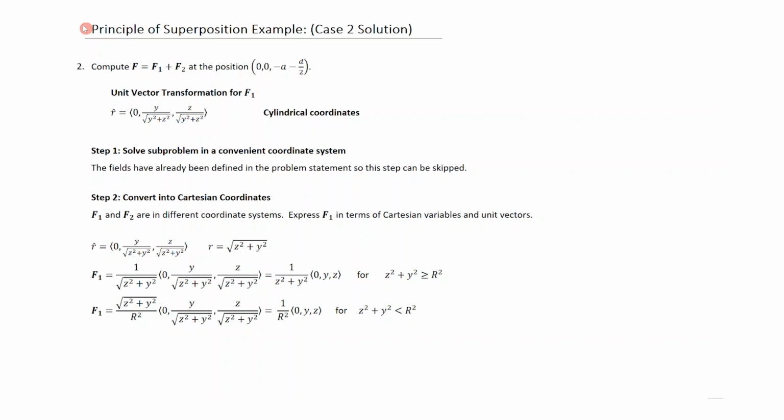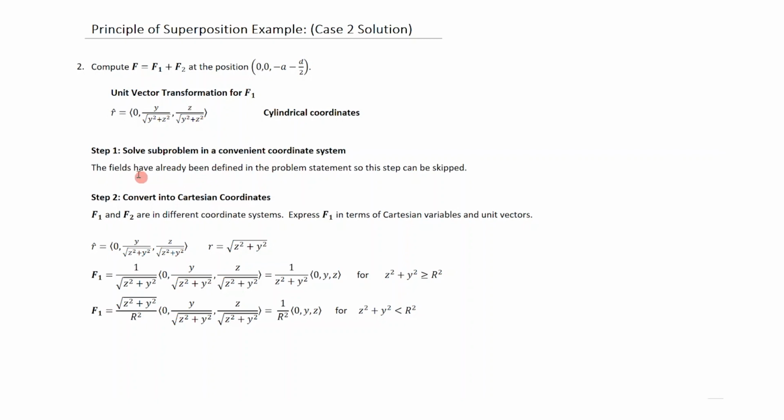All right, so the second part of the question was to compute the total field at the position 0, 0, minus a minus d over 2, which was the plane of symmetry for the slab. In this case, for the cylinder, the field is radial, and so the appropriate choice for transforming from one unit vector to another is the expression shown here. Since we're on the YZ plane, the unit vector takes on the form shown here.